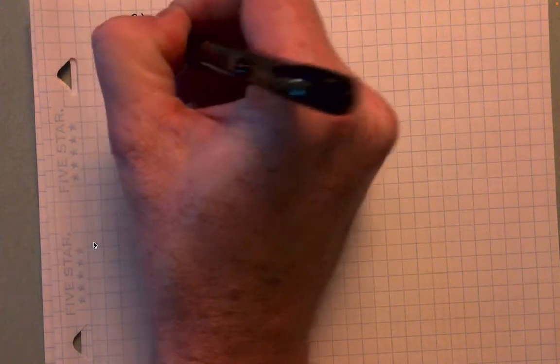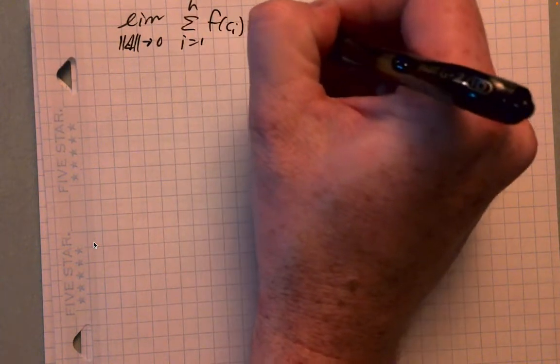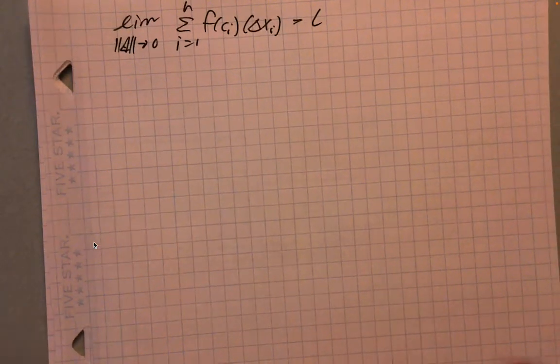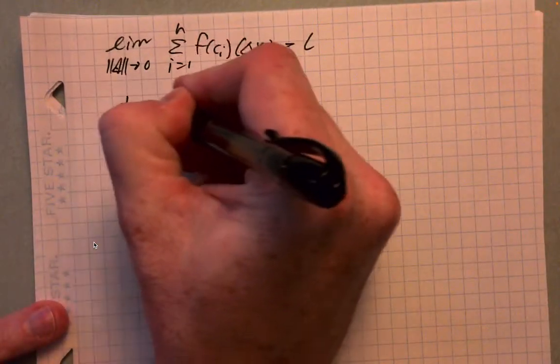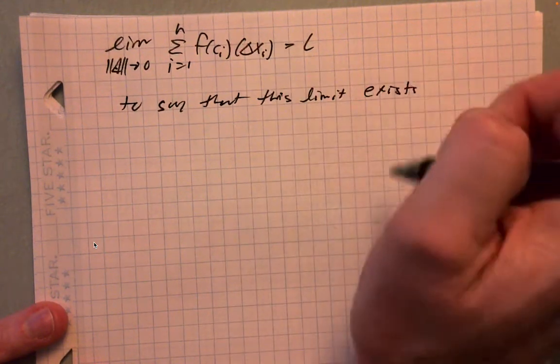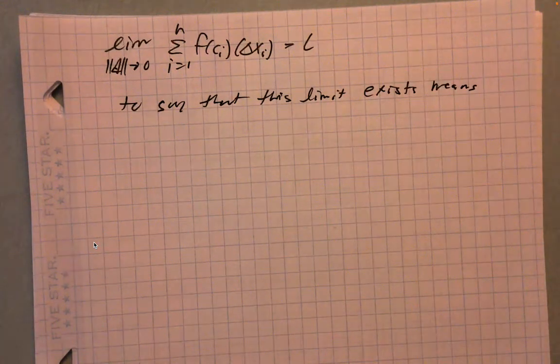So the limit as the norm of the partition goes to 0 of the sum i equals 1 to n of f of ci delta xi equals L. What does this mean? Well, to say that this limit exists, what does it mean? We've seen limit definitions and theorems in the past, though we probably haven't got as much experience with them as we could have. But this is just basic calculus. Once you get into analysis, you'll be messing with this every day.